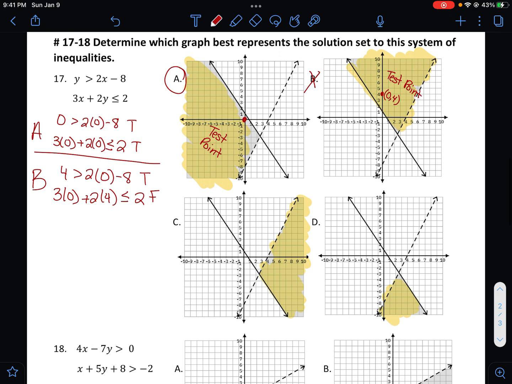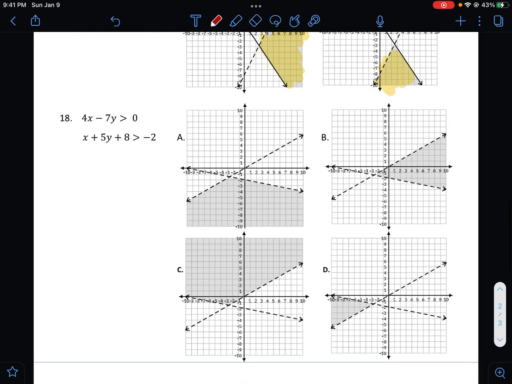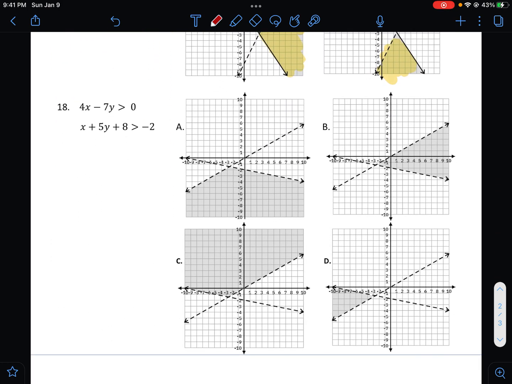If I picked a test point in C or D, it also would not work because it can only have one solution set, and that was the first one we tried. We got lucky on that one. Okay, so yay that we got lucky. So go ahead and try this one on your own. Same concept. See if you can pick a test point and try it out.